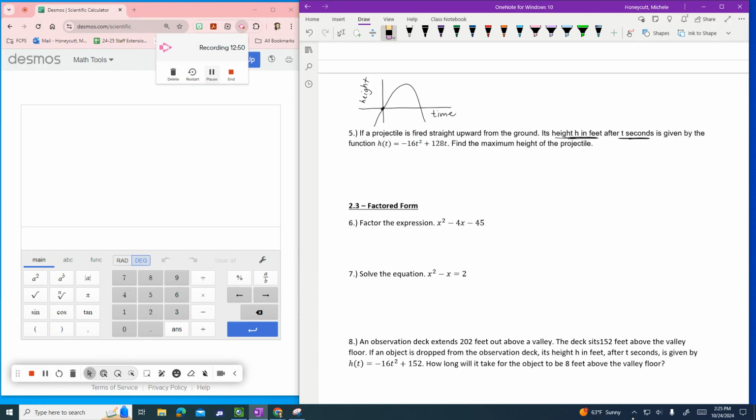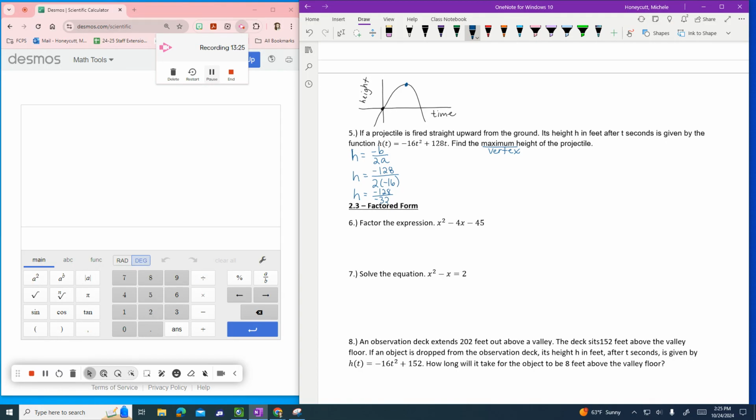So let's see what they're asking. They're wanting the maximum height. So it looks like the maximum height is going to be in the same spot that the vertex is. So I'm going to find the vertex. Since this is in standard form, I'm going to use h equals the opposite of b divided by 2 times a. So -128 divided by 2 times -16. That would be -128 divided by -32.